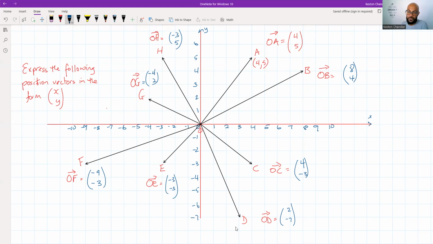Right now, don't mix up your X and Y's, right? Remember, you're reading off the X first. I think you make a mistake with the last one there, that H, OH. D, where's D? OD.